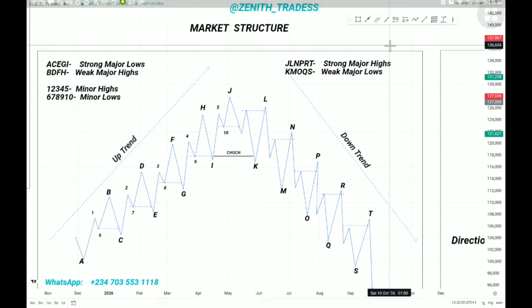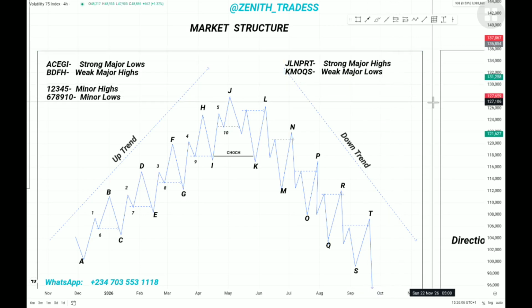I posted those videos over a year ago. It's the same structure we're still using today. The structure has not changed. The only thing that changed is the entry criteria. So go and watch the first 40 minutes of that video for you to understand structure properly. But I'm still going to do a brief explanation here for you now.